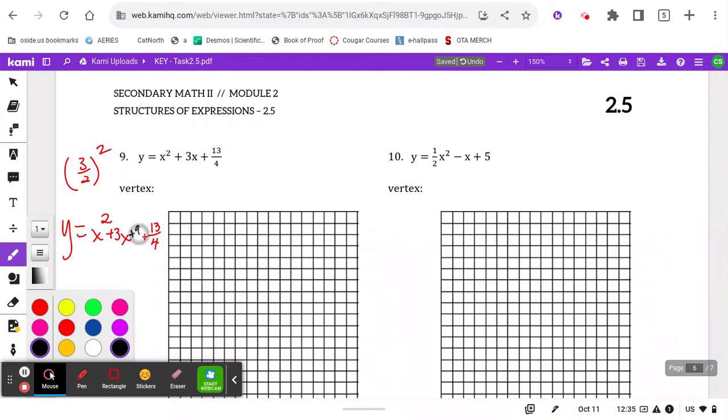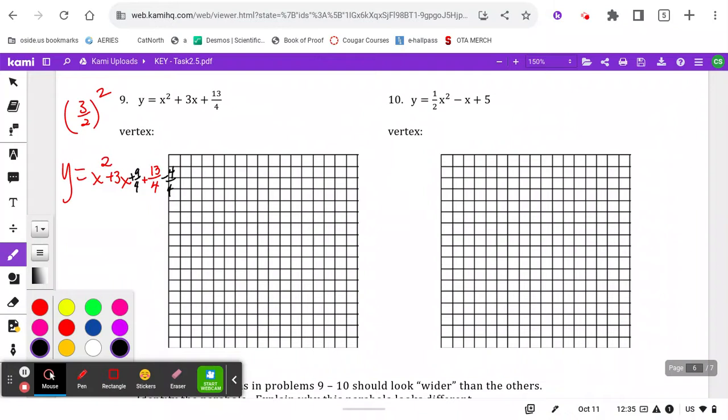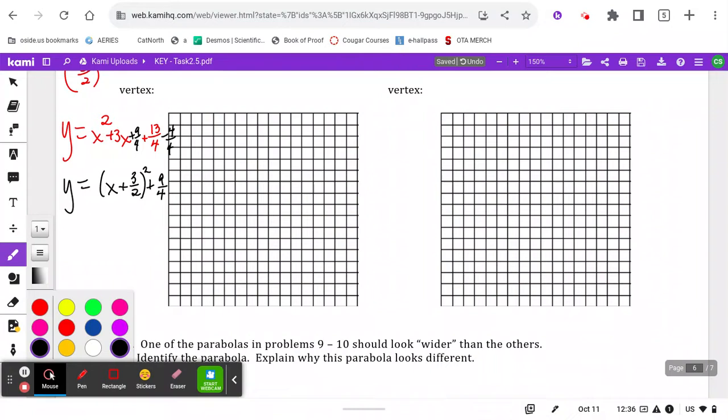So I'm adding 9 fourths and subtracting 4 fourths. Adding 9 fourths is going to give me the x plus 3 halves. And then 13 fourths minus 4 fourths is 9 fourths. Does that all make sense to you so far?